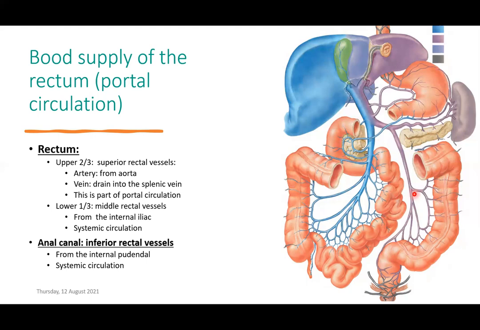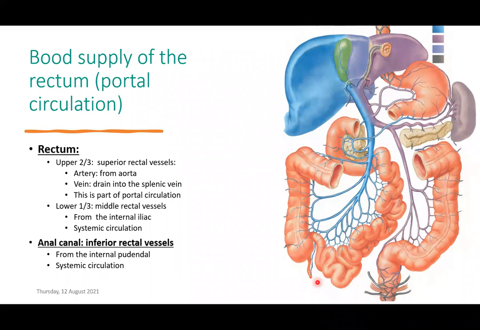By the way, this picture, guys, is not for the arteries. This is the picture with the veins, but it doesn't make any difference. You just need to clear the concept that we have three rectal veins. So this is the superior rectal vein, which is a part of the portal circulation, as you can see here. It passes to the portal vein, okay? It anastomoses with the middle rectal vein and inferior rectal vein.